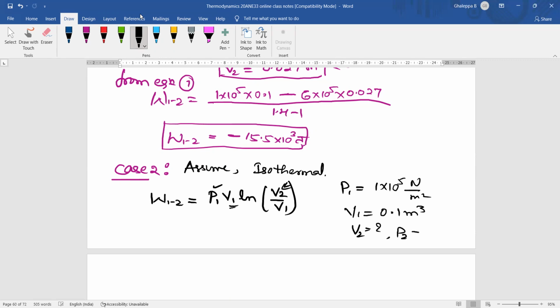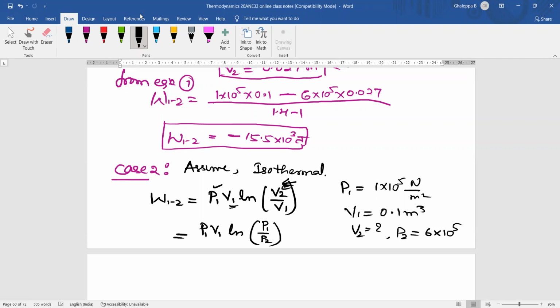P2, 6 bar, he has given. So will you waste your time calculating V2, or do you know any other formula so that you can write it in terms of pressure ratio? P1 V1 ln of P2 by P1, or P1 by P2?